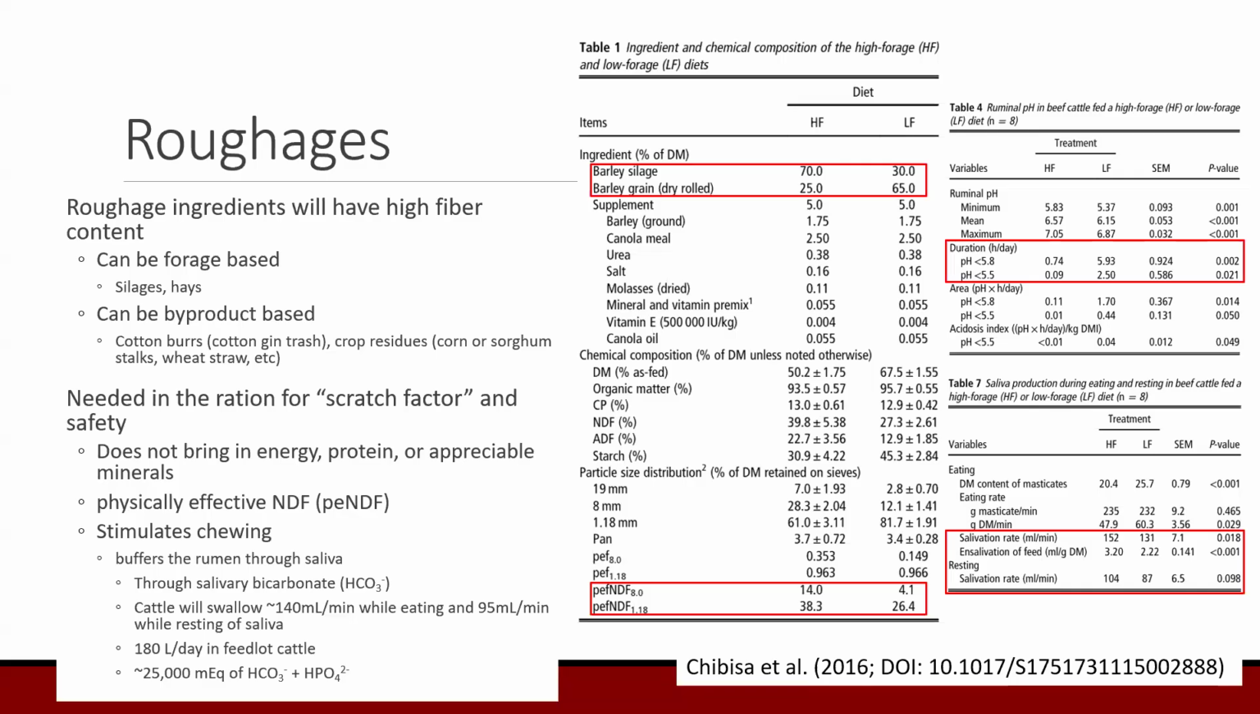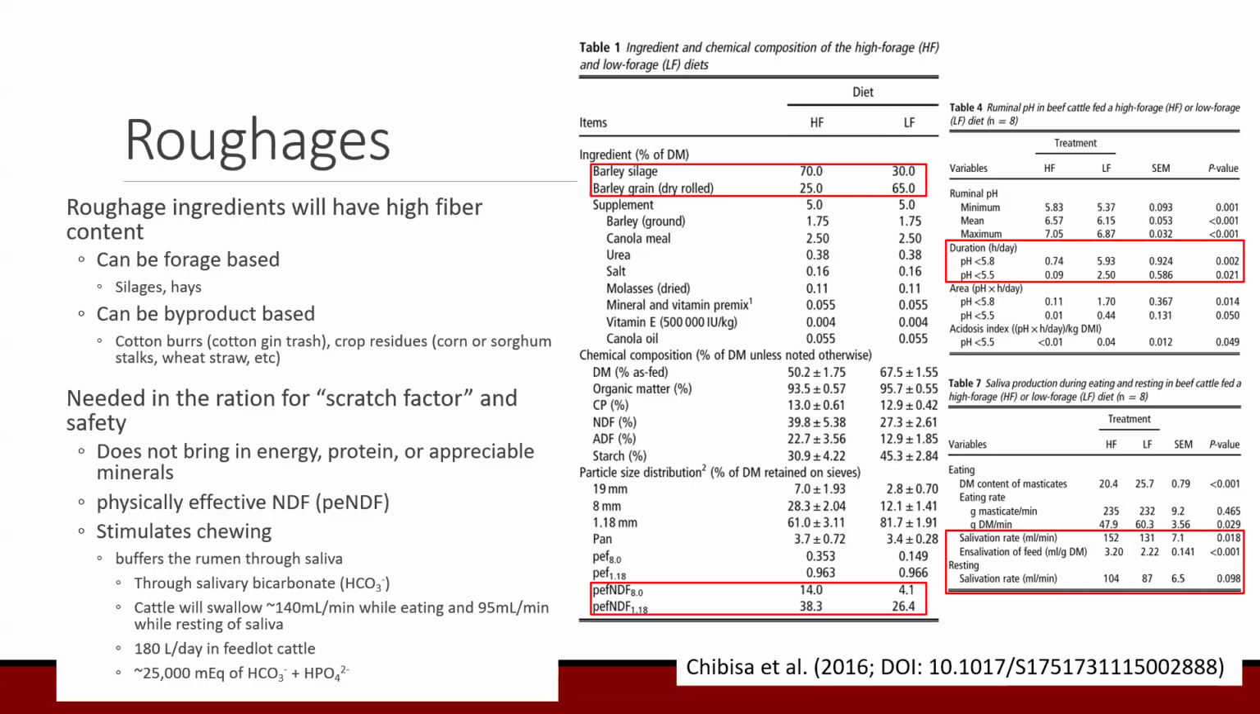Crop residues, so corn or sorghum stalks, wheat straw, etc. Soybean hulls, another example. Needed in the ration to add scratch factor, okay, and a level of safety, okay. We do not include these in a finishing diet to bring in energy or protein or any appreciable minerals. All we're really trying to do is add physically effective NDF.